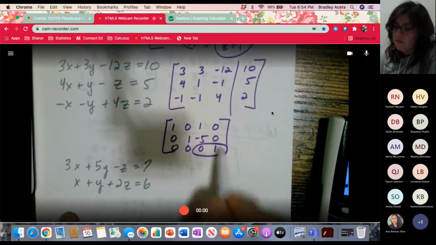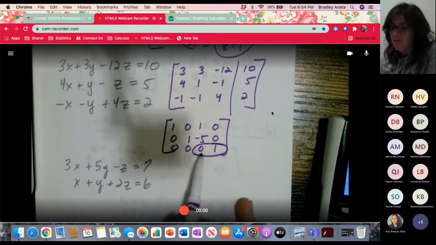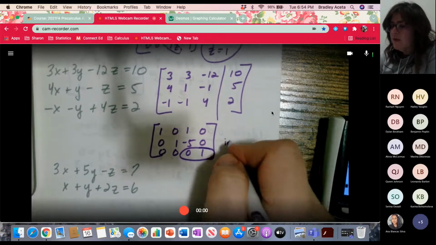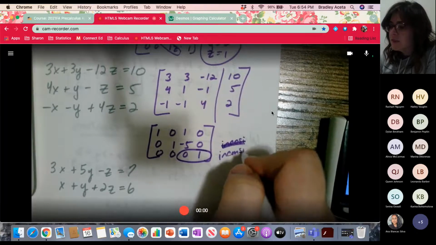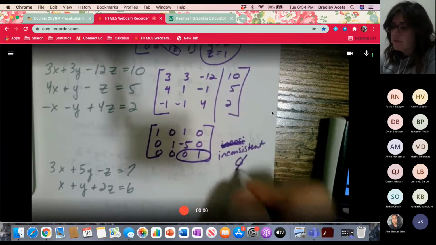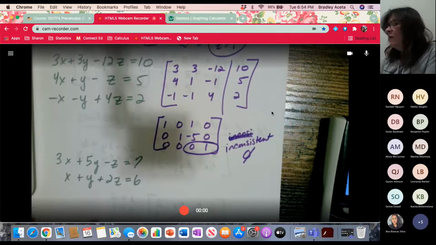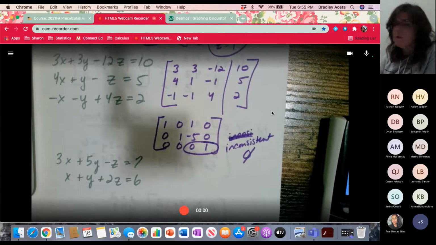This right here is what's considered an inconsistent solution. I have 0 for X, 0 for Y, 0 for Z, but somehow it equals 1. So this is what we call inconsistent, or no solution. There's no X, Y, and Z value here that will work. So boo. But I want to show you that because it will happen. If you do end up with something like that, then your answer would be no solution.